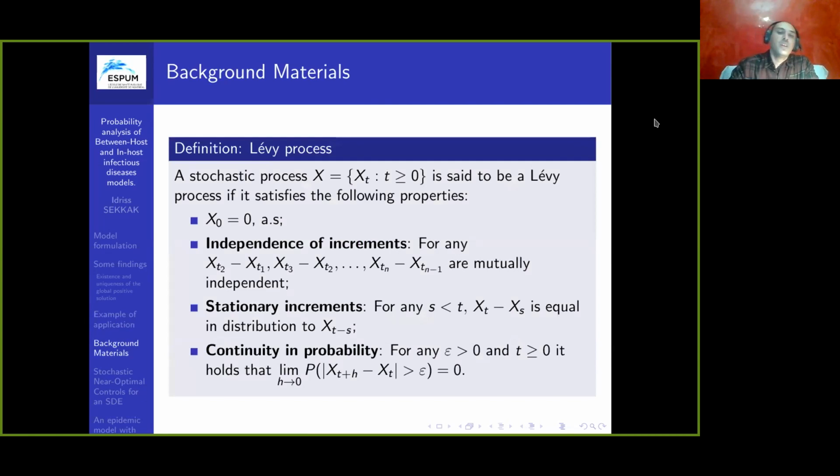So after we did the work on the treatment strategy in a stochastic epidemic model with jumps, firstly, I will give a brief definition of the Levy process. A stochastic process X is said to be a Levy process if it satisfies the following properties. We have X0 equals zero. The independence of increments, that means for any X_t2 minus X_t1 and so on are mutually independent. We have stationary increments, and also continuity in probability to fulfill the conditions for a Levy process.